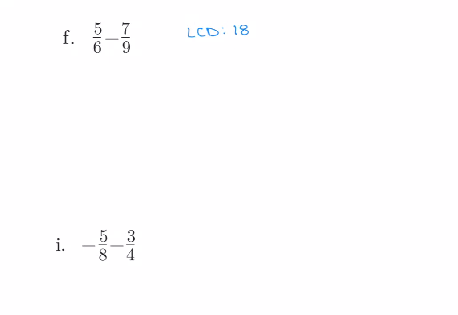How do we get from 6 to 18? We want to multiply by 3. Do the same thing to the top. We get 15 over 18. To get from 9 to 18, we want to multiply by 2. We'll do the same thing to the top. And we get 14 over 18. If we go ahead and subtract, 15 minus 14 is 1. Keep the bottom, we get 1 over 18.